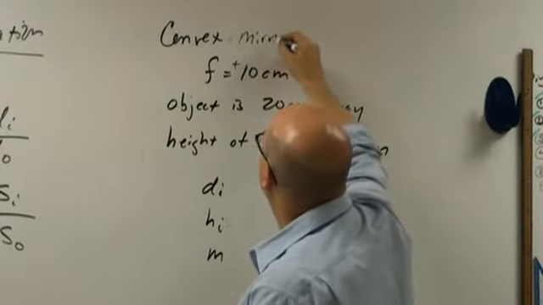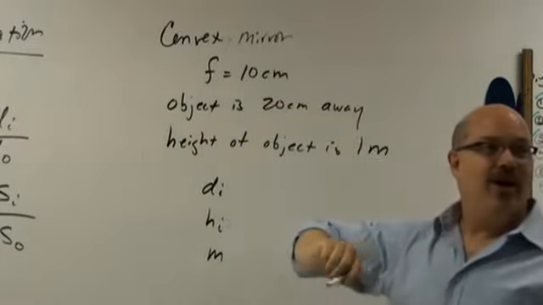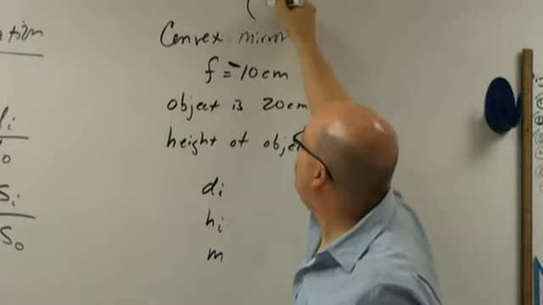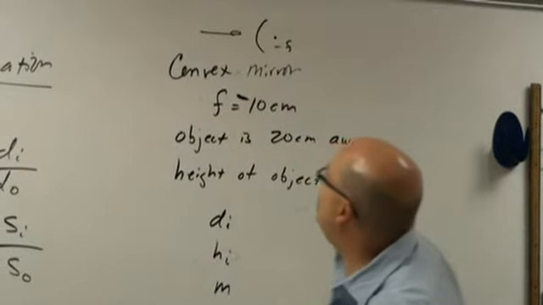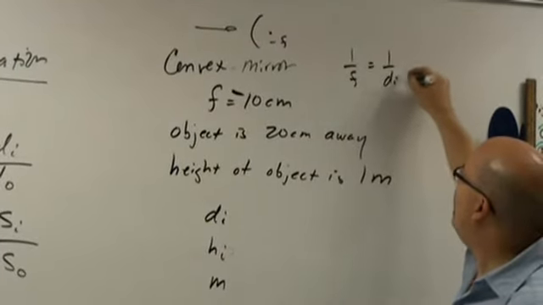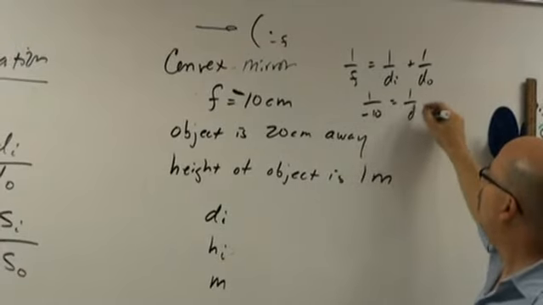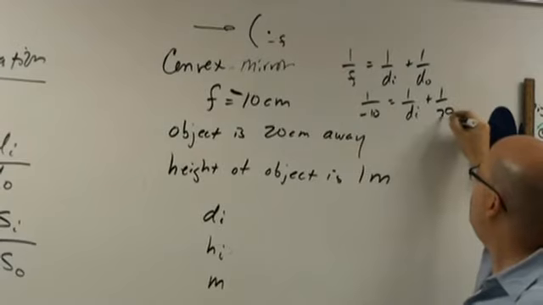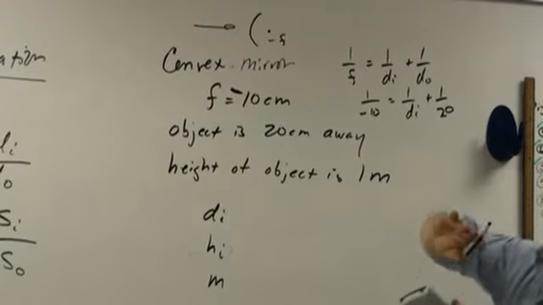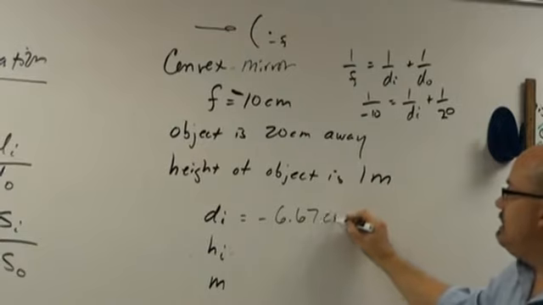Okay, let's make it more challenging. Mirror. Okay, first things first. This is negative. Why? Because it's this kind of mirror with a negative focal length, with light coming this way. All right, so I've got 1 over f equals 1 over di plus 1 over do. So that's 1 over negative 10 equals 1 over di plus 1 over 20. So I get 1 over negative 10 minus 1 over 20. Put them together, flip it over, and I get negative 6.67 centimeters.